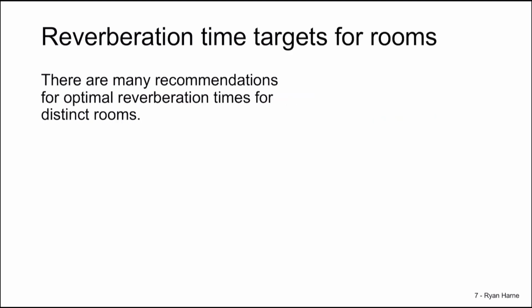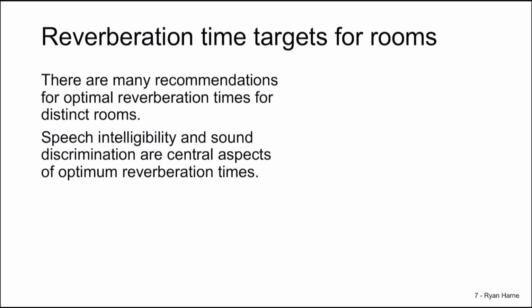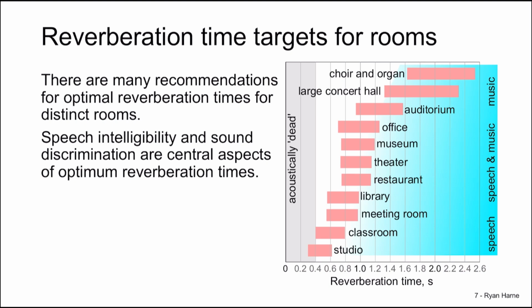Now that we know all about reverberation times, what does this mean when it comes to reverberation times for practical rooms? There are many recommendations for how to optimize T60s for distinct room uses. Ordinarily, the need for speech intelligibility and sound discrimination, for instance in music, are central aspects to optimize reverberation times. Take, for instance, this list of recommendations that's shown on the right.